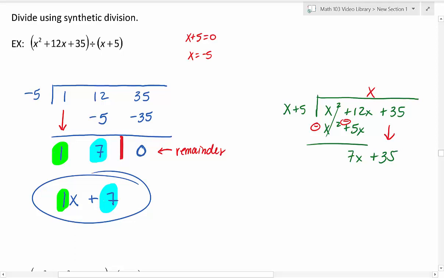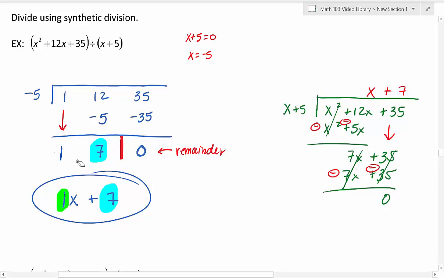X goes into 7x, positive 7 times. Multiplying back that 7 with our divisor, 7 times x is 7x, and 7 times 5 is 35. We subtract this, we'll change our signs, and when we add down, the 7x's and the 35's cancel out, leaving us with 0. So you'll see we got the same answer.